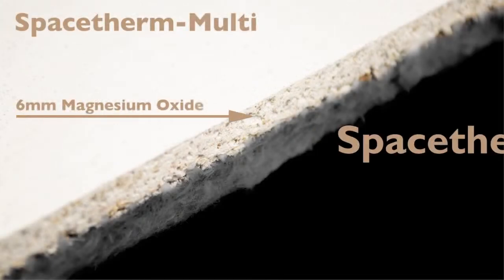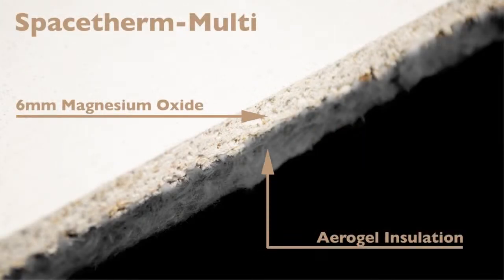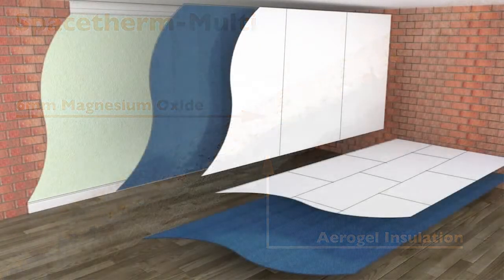Spacetherm Multi uses a similar magnesium oxide facing to the wall liner board, but with an increased thickness of 6mm. This additional thickness allows the same board to be used in both floor and wall applications, making Spacetherm Multi a simple and versatile one-board solution to upgrading the thermal performance for all types of existing structure.